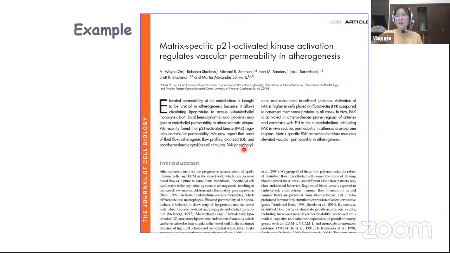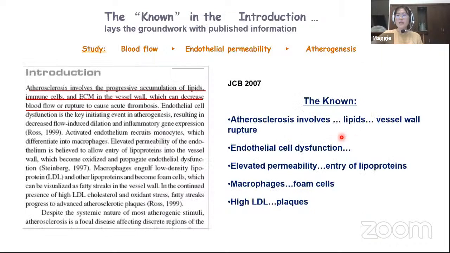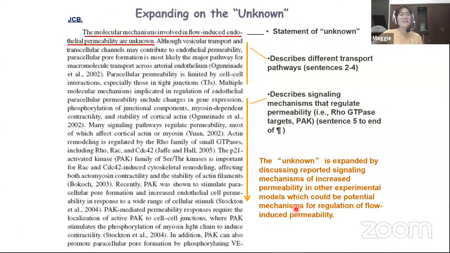Then here is the example, still that JCB paper. So here they talk about atherosclerosis, the known information. The development of this disease involves lipids, the vessel wall rupture, and then it's related to the endothelial cell dysfunction, and then it will increase the permeability of the vessels, and it's related to the dysfunction of the macrophage and development of the plaques.